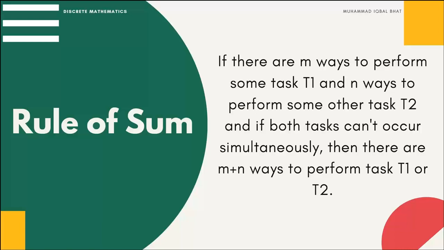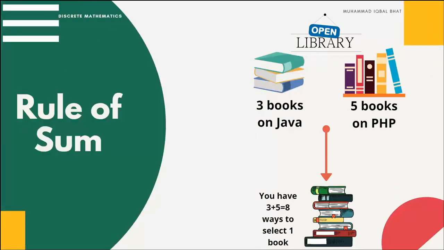This is a trivial rule, but a very important rule. Let us see some examples. For example, if you go to the library and there are three books on Java and five books on PHP, then in total you have 3 plus 5, 8 ways to select a book. Since you have to select a single book, you have 3 plus 5 choices. The sum rule says that you have 8 choices to choose a single book out of these 8 books. So it is a simple rule.